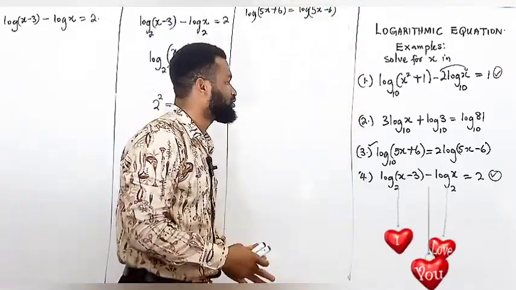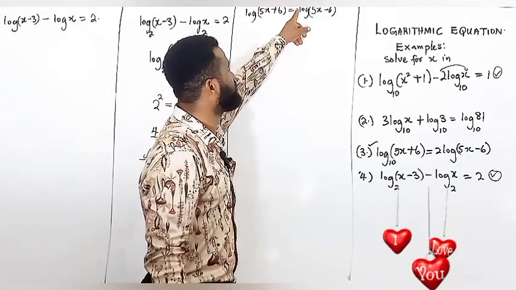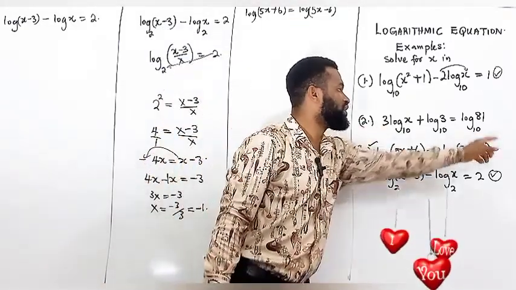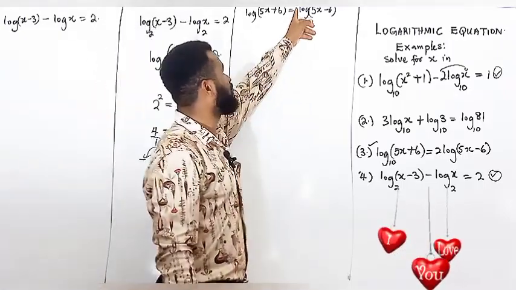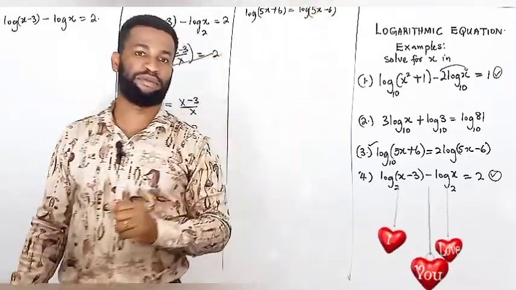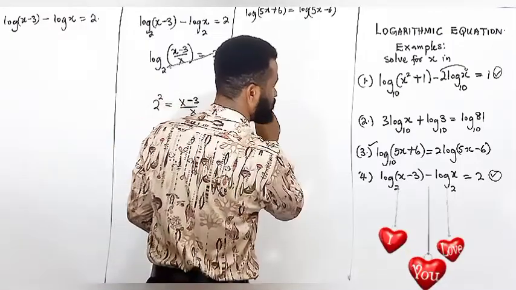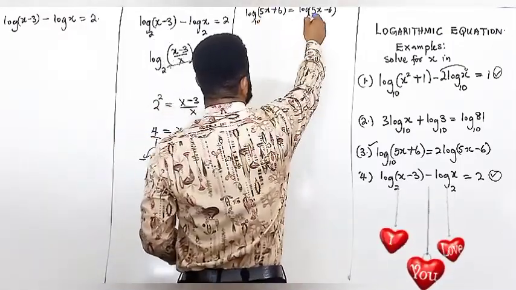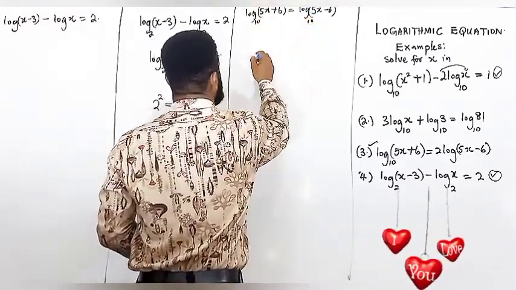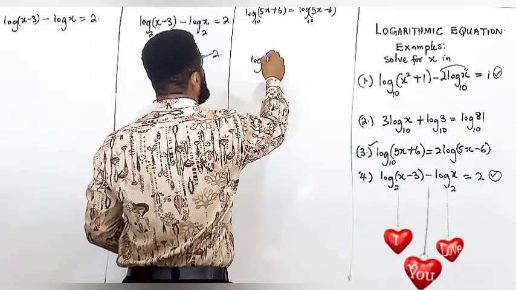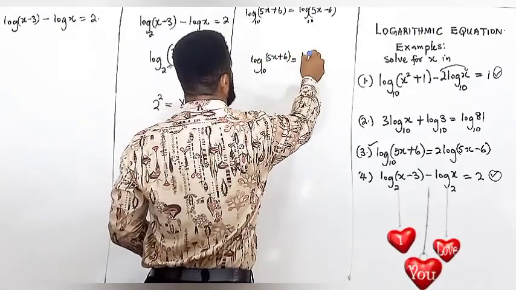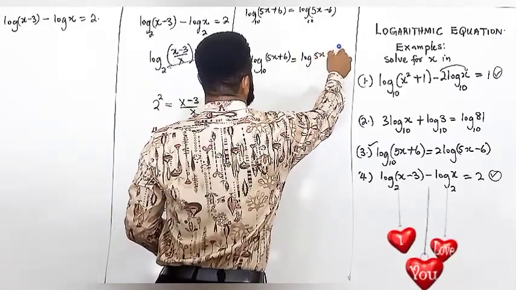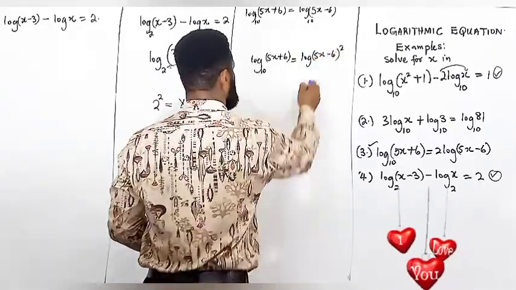Can you think of why this 2, the 2 that was here, went there? What law? That is the power law. The power law made it to climb and become a power. Remember that is base 10. So I have log 5x plus 6 base 10 is equal to log 5x minus 6 all raised to power 2 base 10.